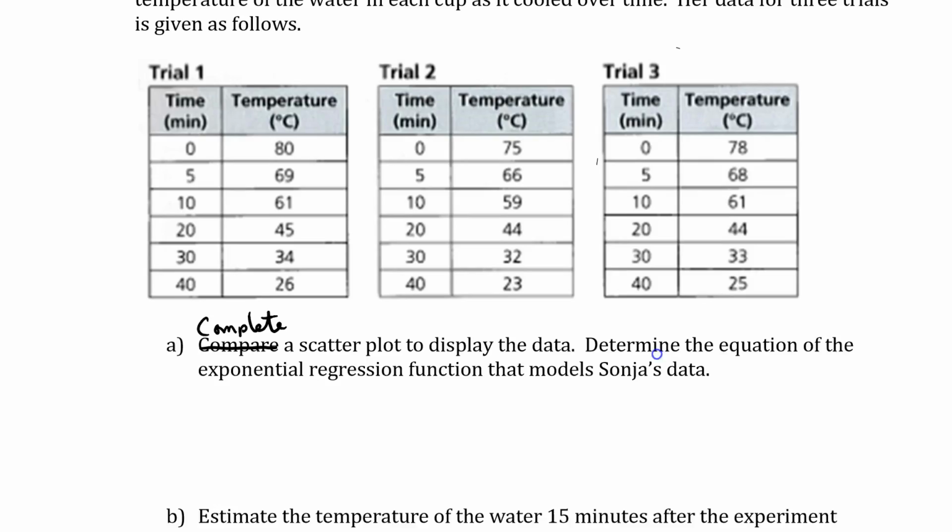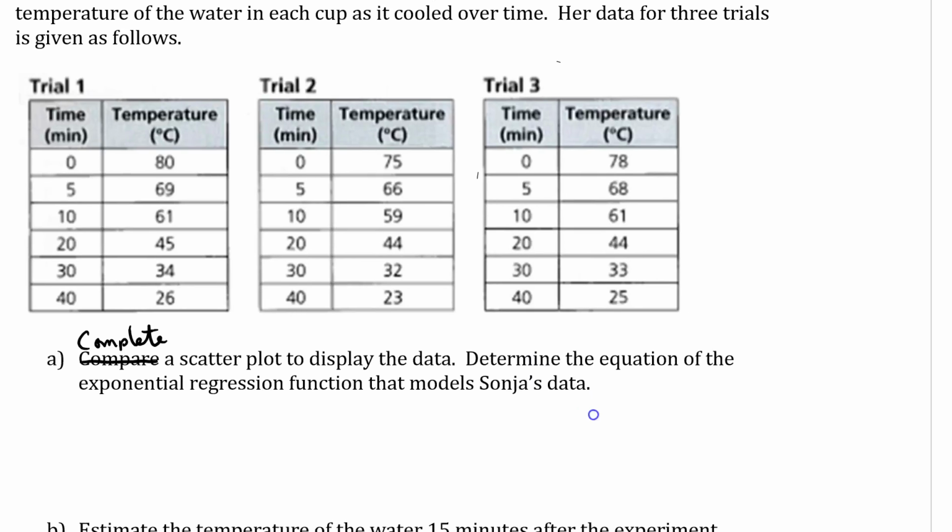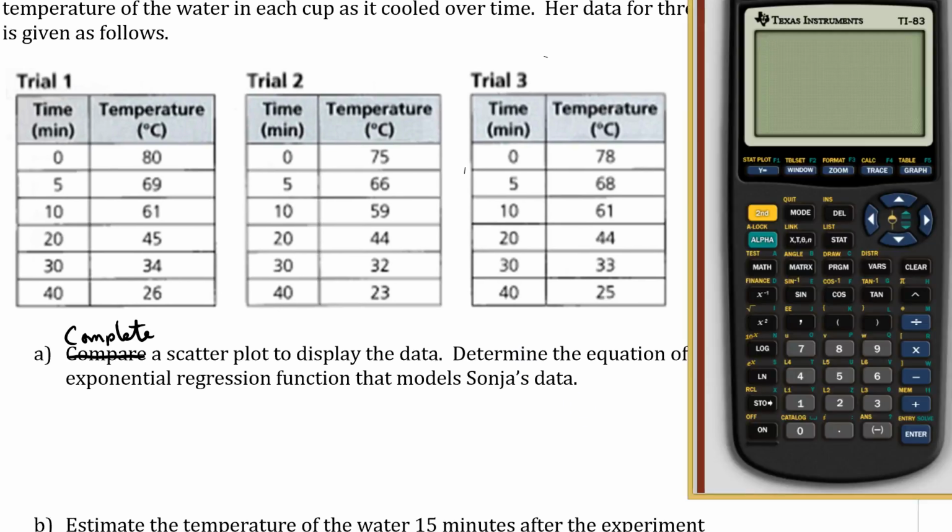So what I'm going to do now is I'm not going to type in the data, but I'm going to check the data. So I'm going to go stat edit. So I should have 0, 5, 10, 20, 30, 40 3 times because we have 3 different trials. So 0, 5, 10, 20, 30, 40, 0, 5, 10, 20, 30, 40, 0, 5, 10, 20, 30, 40. Get it? So let's check the data here.